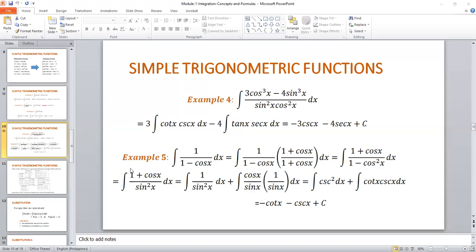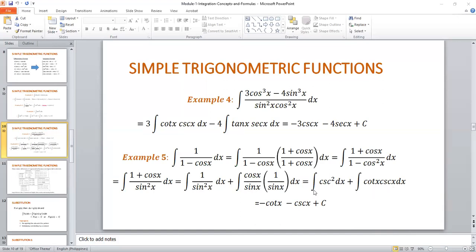And since we have two terms in our numerator, we process the integral piece by piece and use the sine squared of x as the denominator. So you have 1 over sine squared x, and you will have cosine over sine x, and another 1 over sine x here. Okay? What is 1 over sine squared x? It's cosecant squared x. And this cosine x over sine x is cotangent x. And this 1 over sine x is cosecant x.